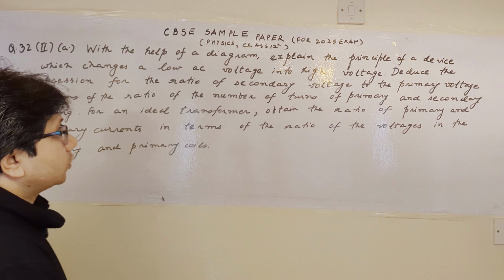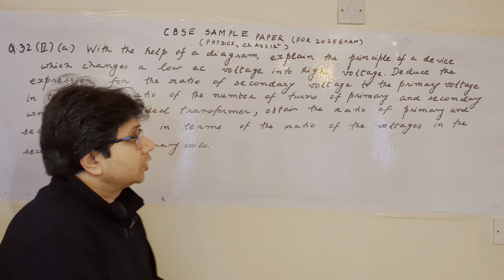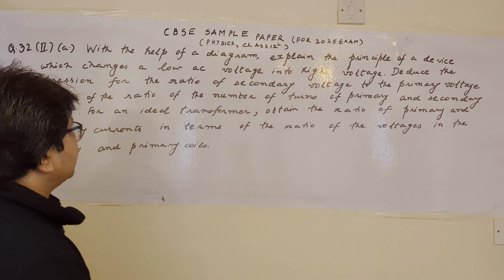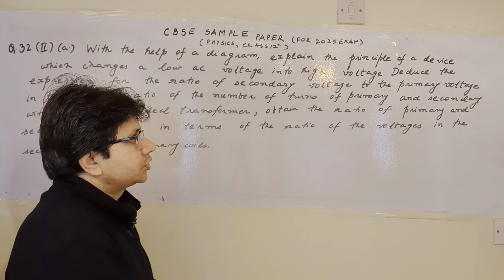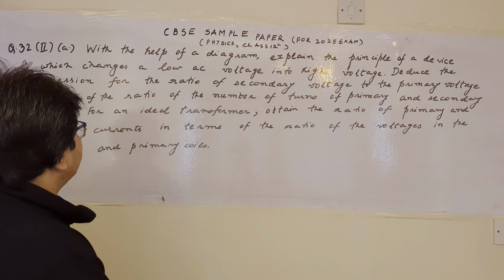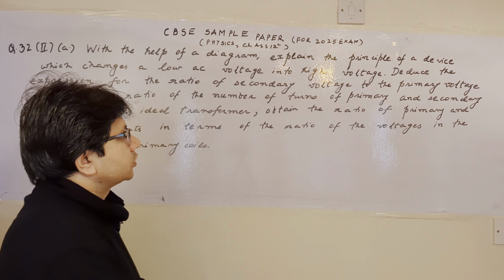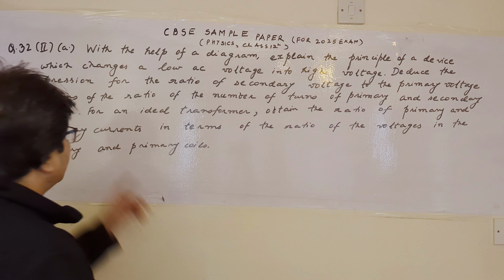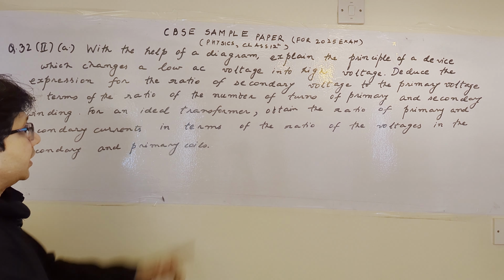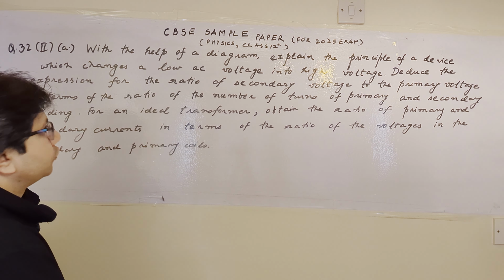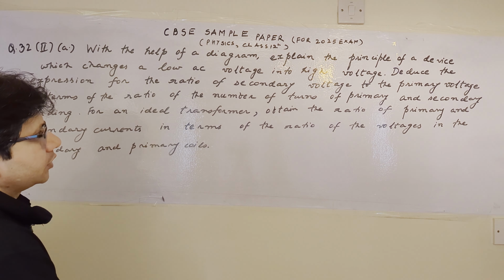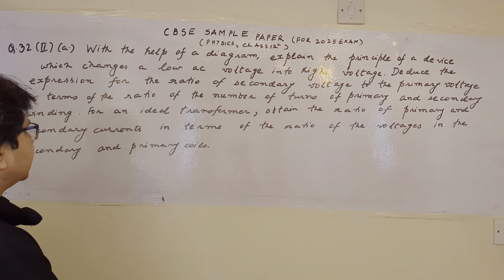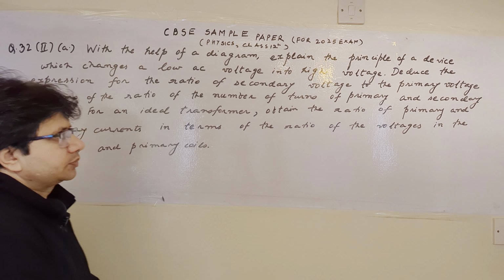Now the question is, with the help of a diagram, explain the principle of a device which changes a low AC voltage into high voltage. Deduce the expression for the ratio of secondary voltage to the primary voltage in terms of the ratio of number of turns of the primary and the secondary winding. For an ideal transformer, obtain the ratio of primary and secondary currents in terms of the ratio of voltages in the secondary and primary coils.